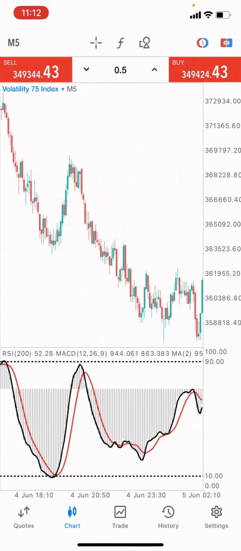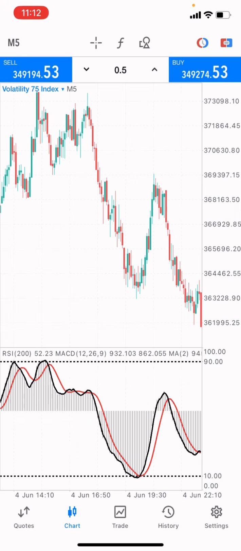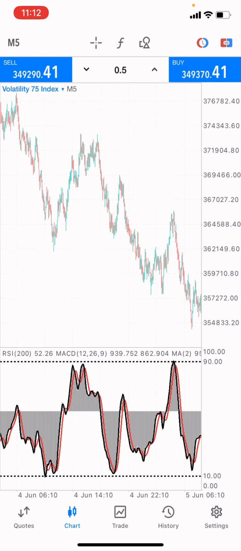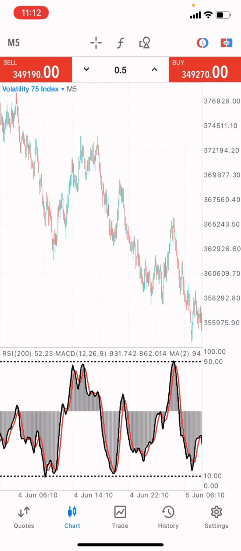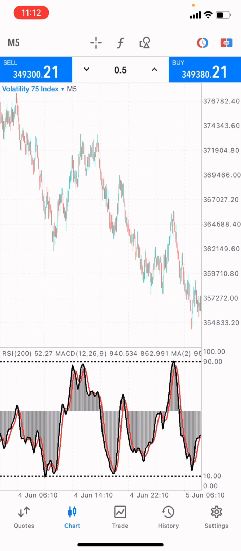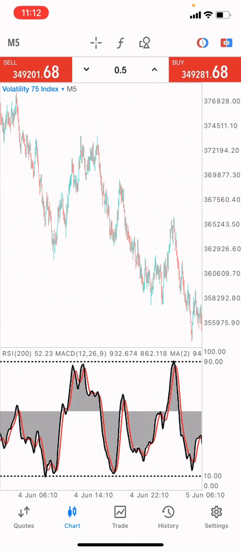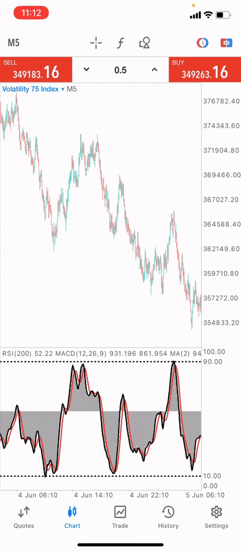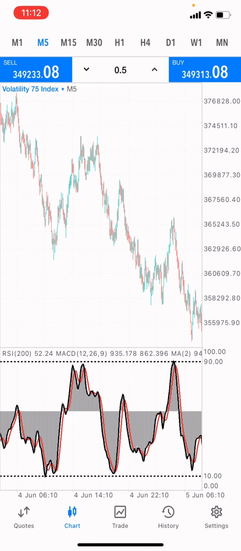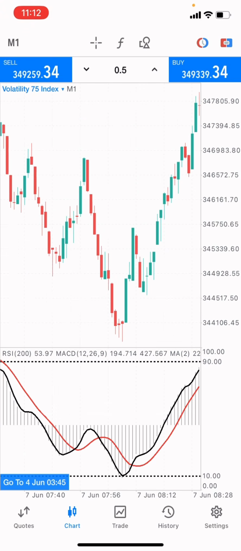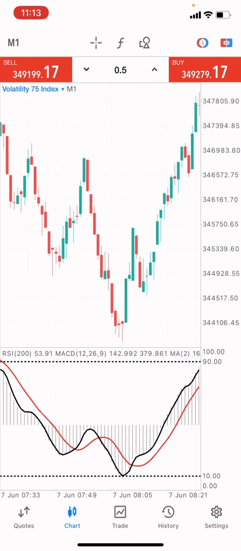So make sure you study this chart. You can study it with your demo account before you implement it in your real account, so that you can know how you're going to trade on volatility 75 index. I don't want this video to be too long, because this strategy is very simple and you can use it with a 5-minute time frame. You can also use the 1-minute time frame, but I recommend the 5-minute time frame to trade your volatility 75 index.